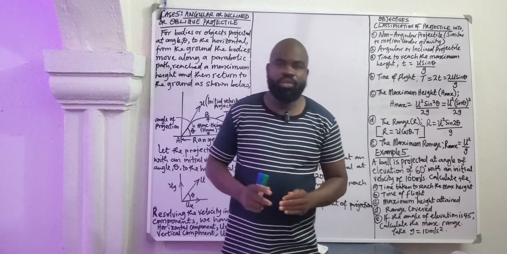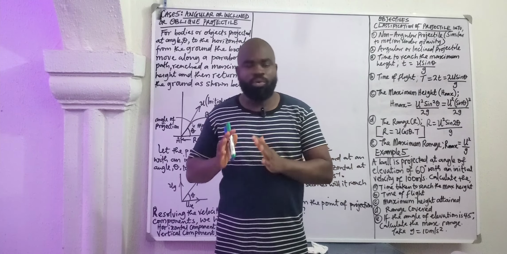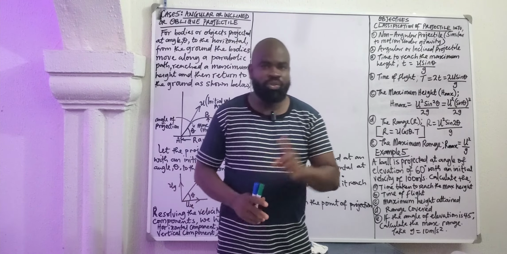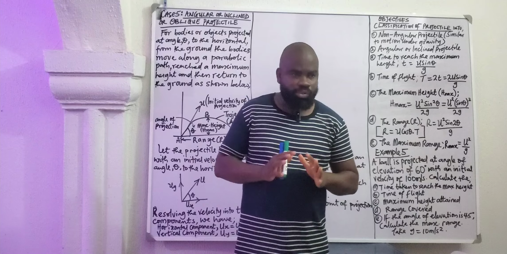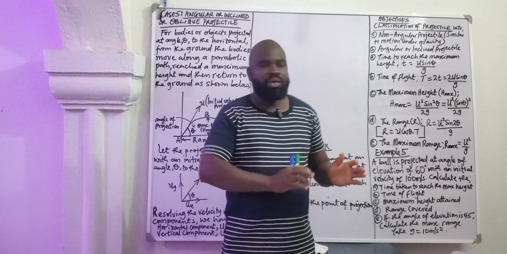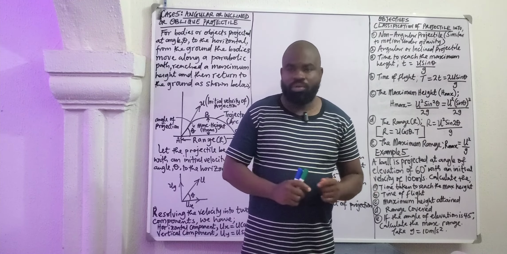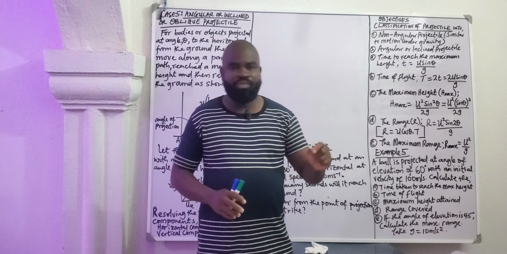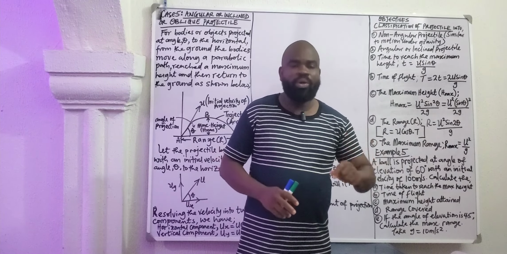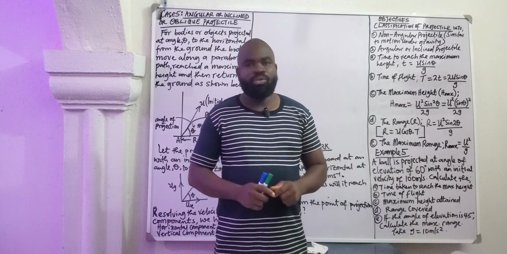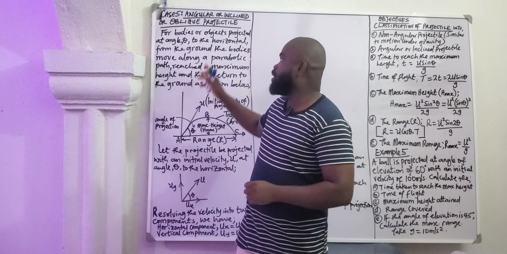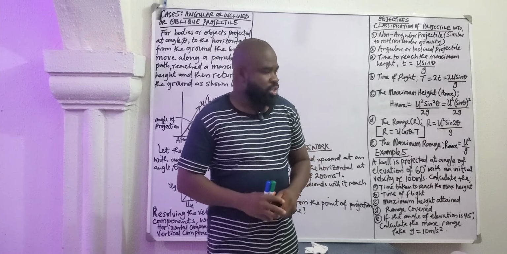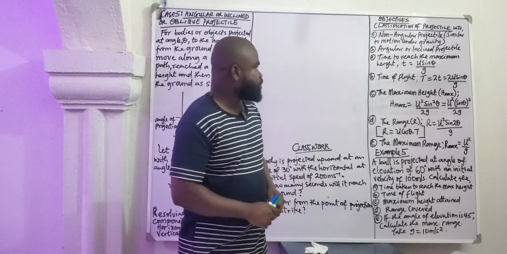If you check carefully, you will discover all the questions we have solved so far, there has not been any mention of angle. So this is a unique class and unique case. So anytime you read a question and an angle is given or mentioned, or you are made to look for that angle, then you know you are dealing with what? Angular or inclined or oblique projectile motion.